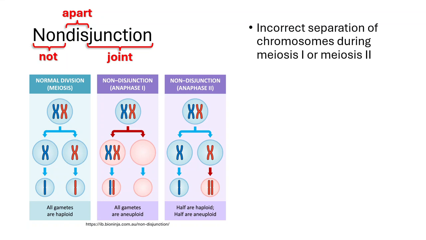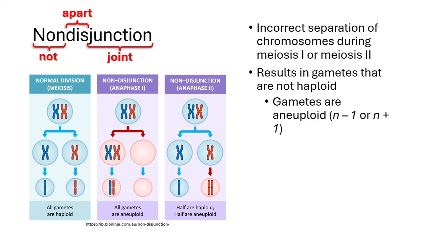Non-disjunction means you do not split apart that joint, and so you have a failure of chromatids or chromosomes to separate. So this results in gametes that are not fully, completely haploid. They are called aneuploid, meaning they don't have the correct number of chromosomes. Aneuploid could mean that they're lacking a chromosome, so they could be N-1, or they could have an extra chromosome, which means they could be N+1.